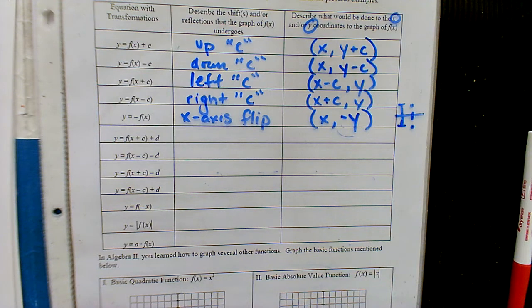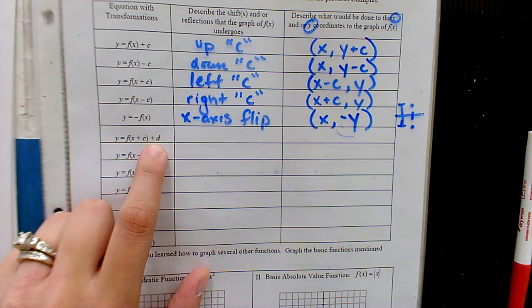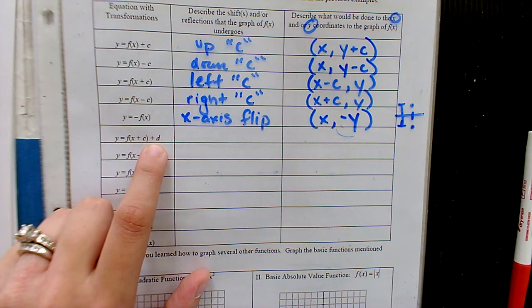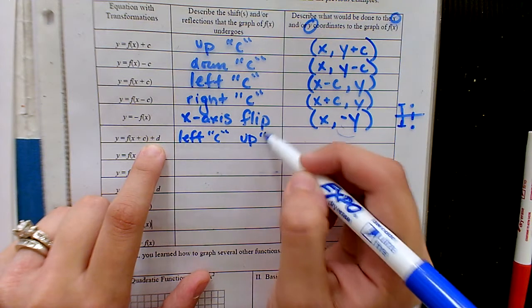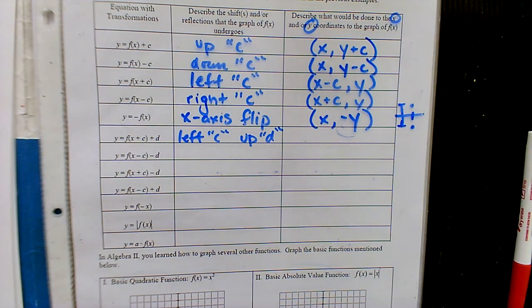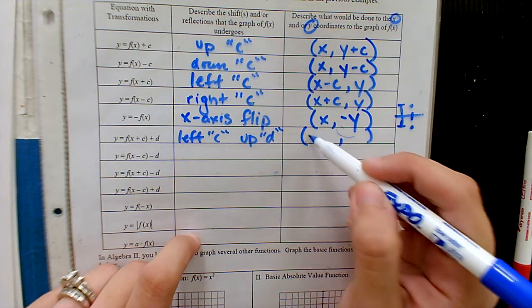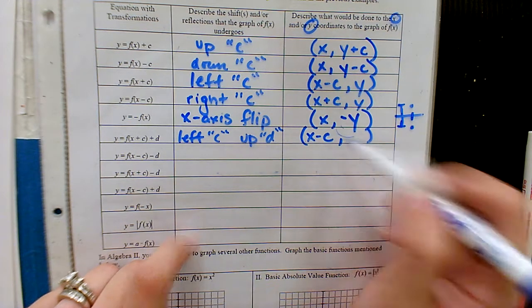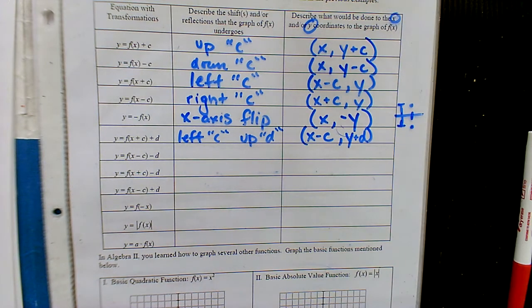All right, yesterday we started to combine some of these transformations. Maybe we can do more than one of them. So what if we were to add c on the inside, but then add another number on the outside? How would that change the graph? Left c and up d. So if we're moving something to the left, we're affecting the x, but if we're also moving it up, we're affecting the y. So it looks like we have two changes. Left would mean we got to subtract from x. Up means we got to add to y.